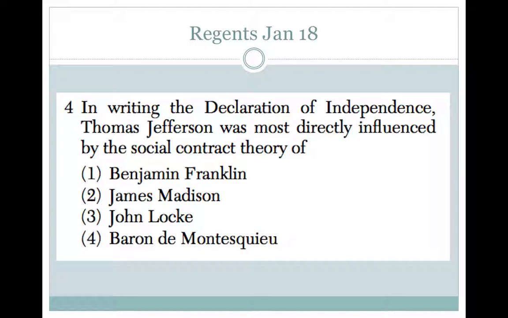If we were to do that, we would take out Benjamin Franklin, who doesn't pop up on the U.S. Regents. I don't know why, but he's a very influential U.S. history founding father, and James Madison. We're going to take those two out because they're not correlated with the social contract theory. Now we're left with John Locke and Baron de Montesquieu. And if you remember from the notes, with the social contract theory, they tend to give credit to John Locke. So John Locke would be the best answer here.